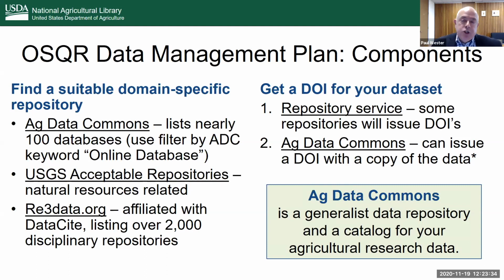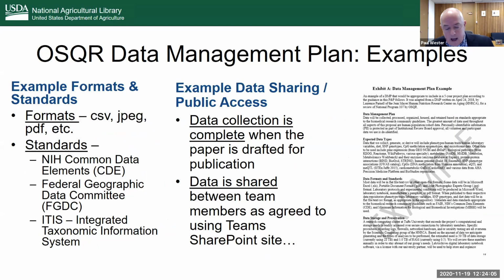data as long as we're able to have a copy of that data in the Ag Data Commons here at the library. Just as a point of emphasis, the Ag Data Commons is a generalist data repository, but more importantly, we're a catalog to all the USDA funded data sets, and it's important and required that you register those data in the DOI with us at the National Ag Library. Can we go to the next slide, please?